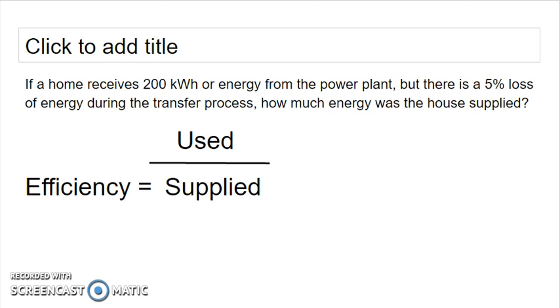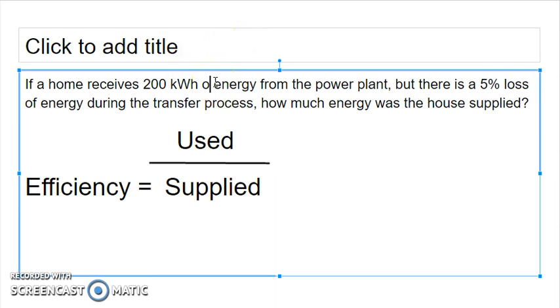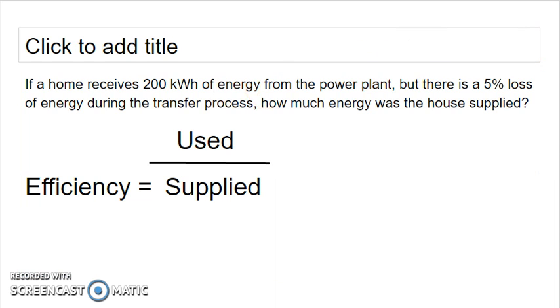Let's look at one last example. If a home receives 200 kilowatt hours of energy from the power plant, but there is a 5% loss of energy during the transfer process, how much energy was the house supplied? So we're using that same equation, but remember, read the question carefully: there is a 5% loss of energy. So pause the video at this time and give this problem a try.